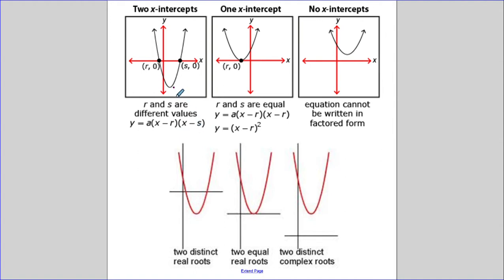This has a minimum and opens upward, and it's below the x-axis. Likewise, I could have a maximum point and have it open downward. If I started above the x-axis, it would have 2 roots.